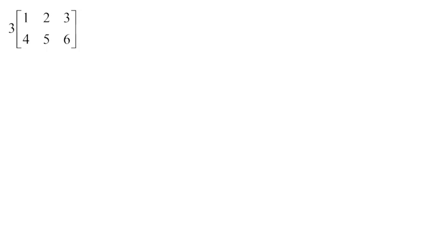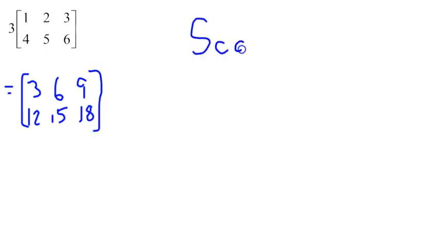Next, we're going to look at scalar multiplication for matrices. Basically, if we have a scalar, that means it's just a coefficient multiplied in front of the matrix. So essentially, all you have to do is distribute, in this case, that 3 to each entry in the matrix. So this would be equal to multiplying the 3 by each entry, we'd get 3, 6, 9, 12, 15, and then 18. So this is called scalar multiplication.